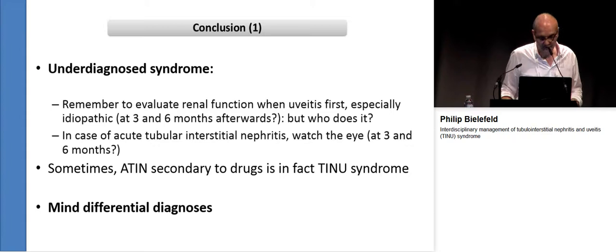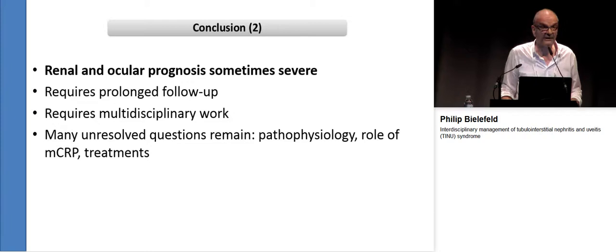Mind differential diagnosis, as we said. Don't forget that renal and ocular prognosis is sometimes severe, that this patient, as we said, requires prolonged follow-up, requires multidisciplinary work, and the most important person, I think, in this work is the ophthalmologist, because he must be aware of inflammation in the eye, and this is not the case of all the ophthalmologists you work with. And many unresolved questions remain, such as pathophysiology, the role of MCRP, the treatments that we talked about.